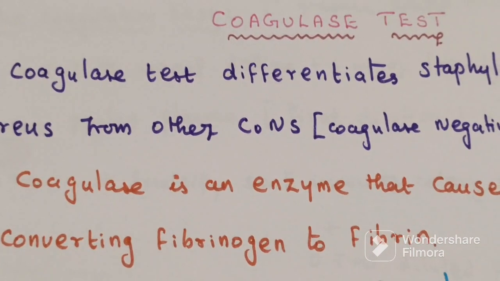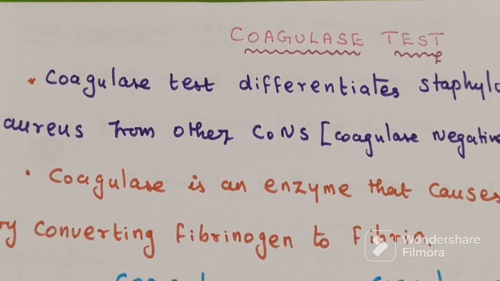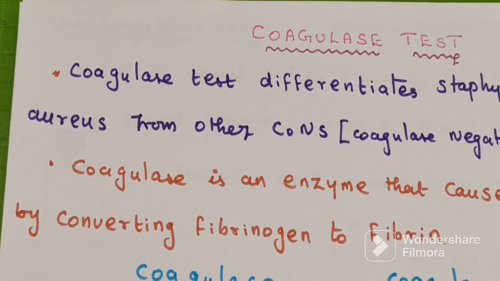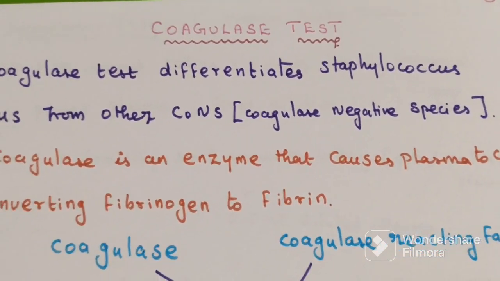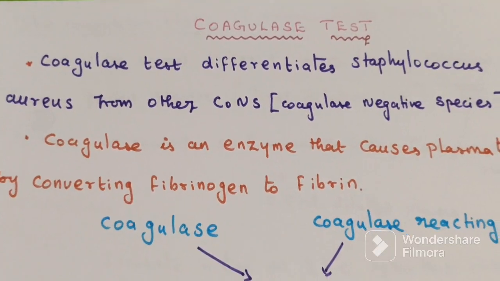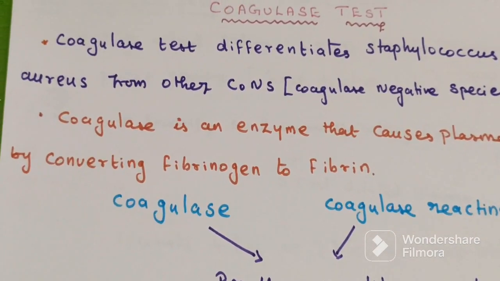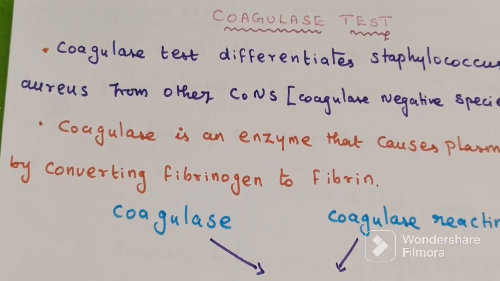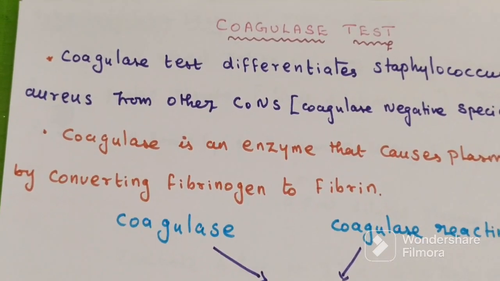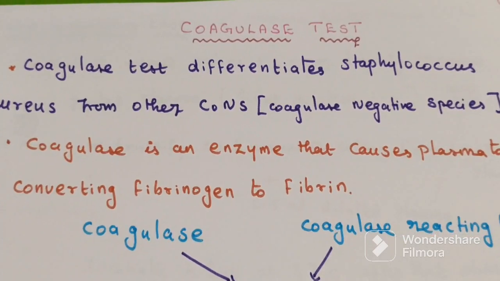In this video, we will discuss the coagulase test. The coagulase test differentiates Staphylococcus aureus from other coagulase-negative species. Coagulase is an enzyme produced by Staphylococcus aureus. It is one of the important virulence factors.